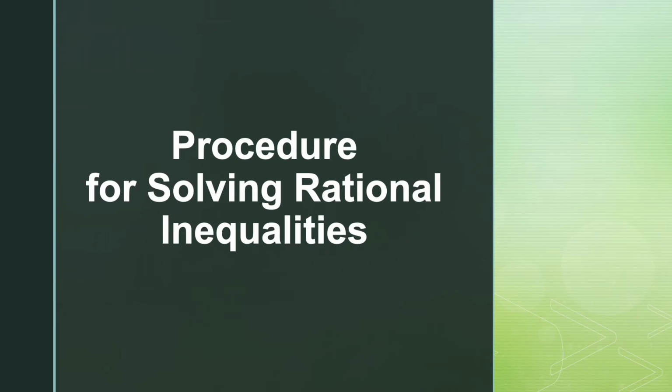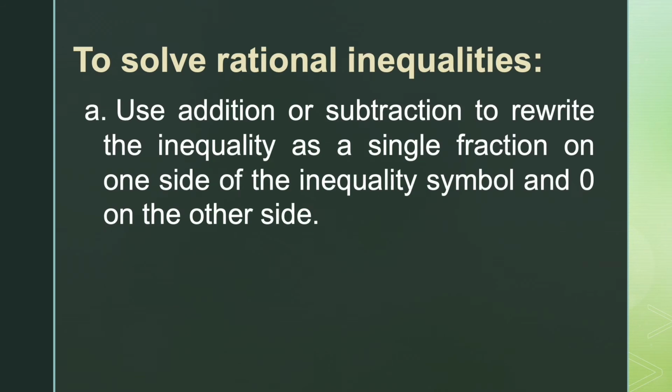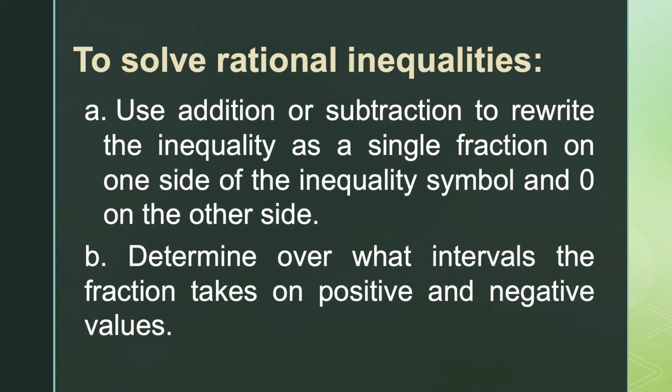Now, let us discuss the procedure for solving rational inequalities. To solve rational inequalities, first, we use addition or subtraction to rewrite the inequality as a single fraction on one side of the inequality symbol and 0 on the other side. Second, determine over what intervals the fraction takes on positive and negative values.